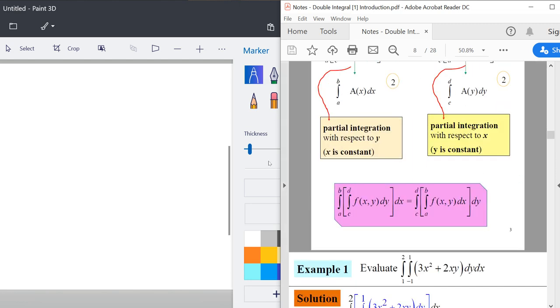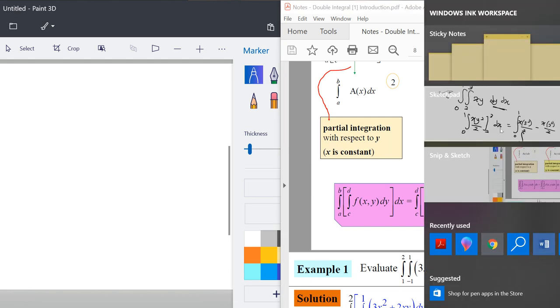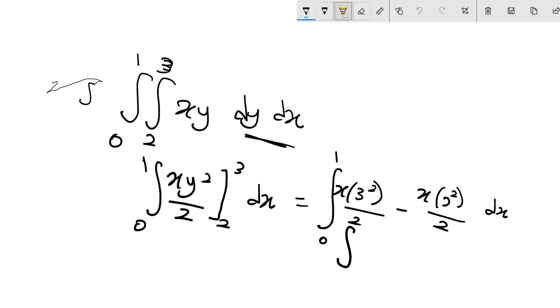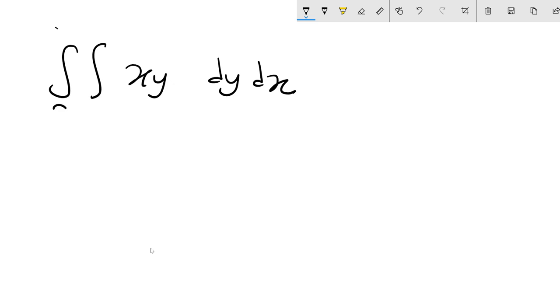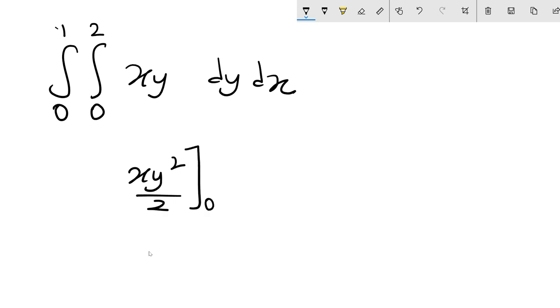Let's take a look at a simple example. Let's say we have xy. If we have dy dx here, with limits 0 to 1 and 0 to 2, we integrate with respect to y first. So we have xy squared divided by 2. The limit for y is 0 up to 2 here.